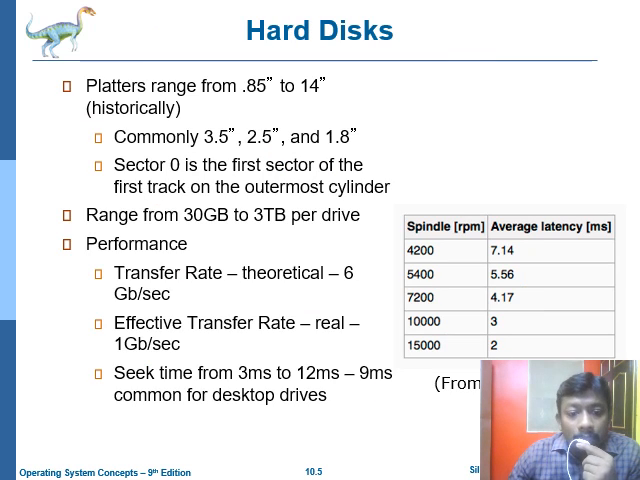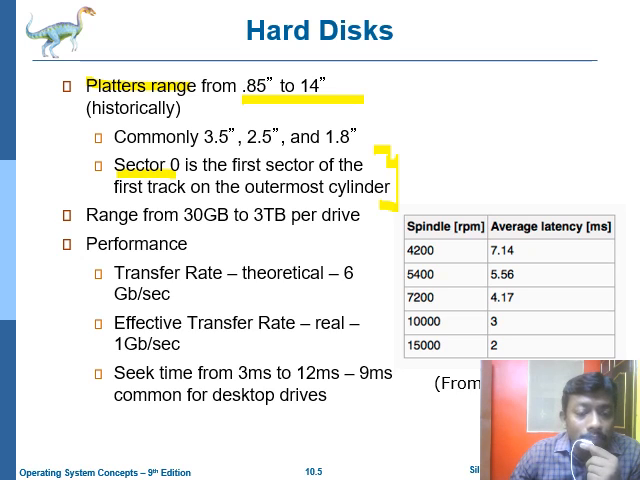The next topic is hard disks. This is a generic topic where everyone should know the basics about hard disks. The platters, which we have seen in the first slide, range from 0.85 inches to 14 inches. This is conventional information. Commonly they are 3.5 inches, 2.5 inches and 1.8 inches. This is very important, and we are going to discuss it in the further slides also.